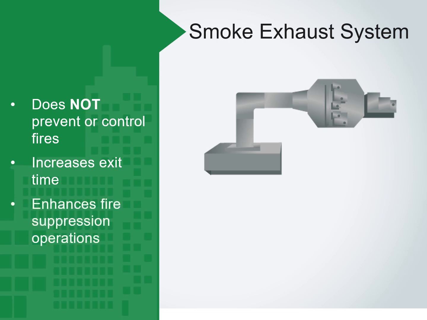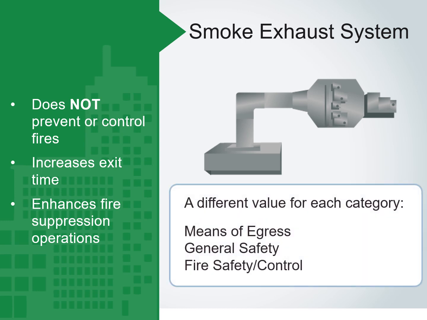Smoke exhaust systems are called out in warehouses primarily to enhance the ability of fire suppression forces to operate within the building effectively. While there is some debate as to how effective these systems are, it's widely accepted that fire suppression activities are made significantly more difficult when copious quantities of smoke are present, making observation and movement more difficult. So when we consider the ranking and scoring for a smoke exhaust system, it will receive a different value based on the general category being evaluated, and would therefore receive the greatest score with regards to means of egress.